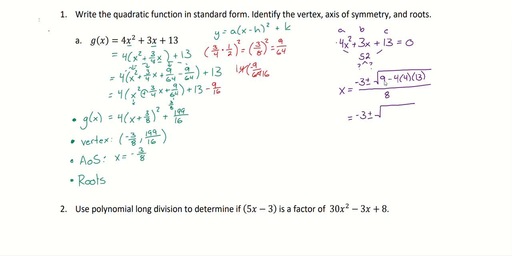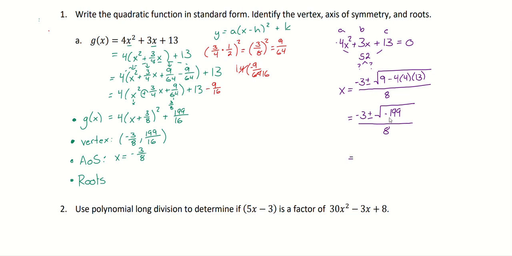I know that this winds up being 9 minus, and let's see, 13 times 16. It's a larger number than I really want to deal with. Must be 208, I think. Negative, I'm just going to do 9 minus 4 times 13. And it gives me negative 199 once I simplify, all over 8.